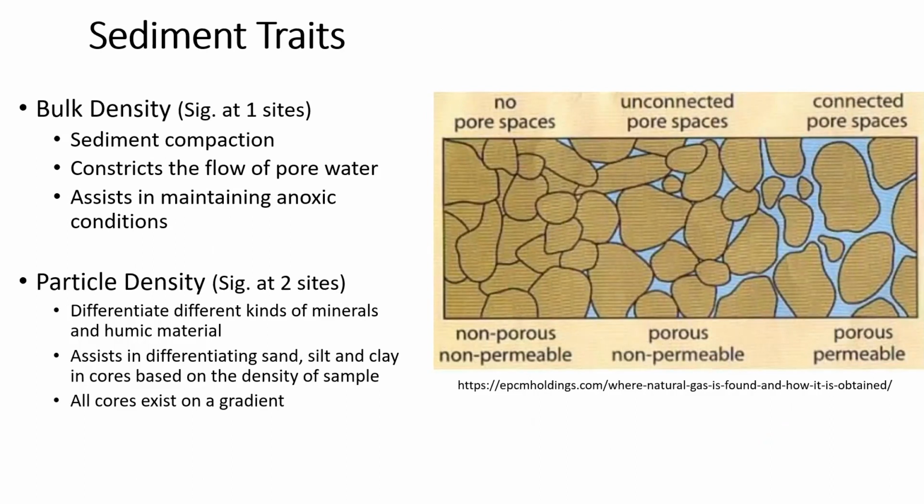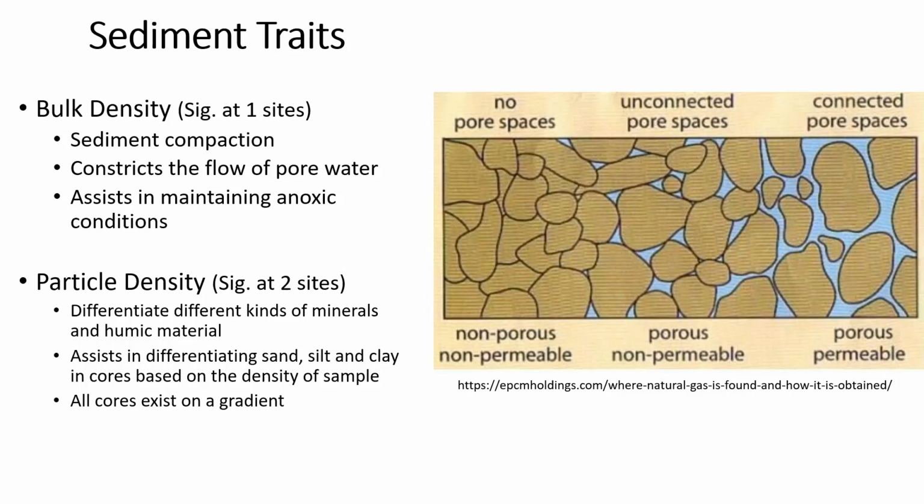As you can imagine, a clay would be most closely related to a very compact sediment, which would be represented here on the left side of this diagram, whereas sand would be a more coarse sediment, allowing relatively unrestricted flow of water through these pore spaces. It would be represented on the right-hand side.